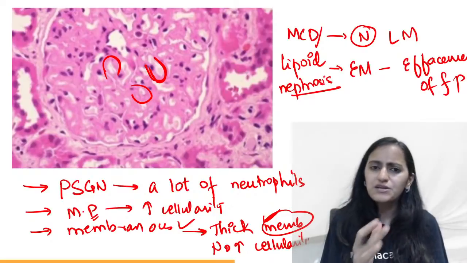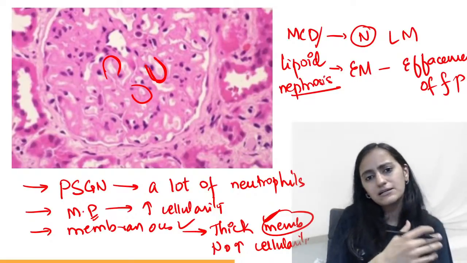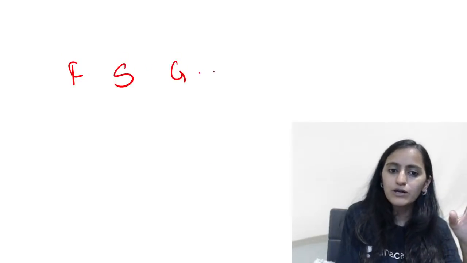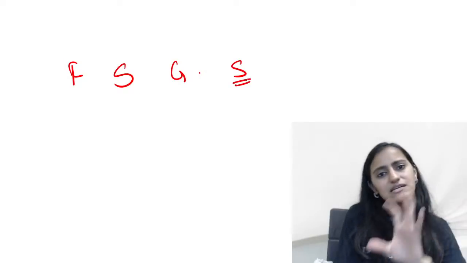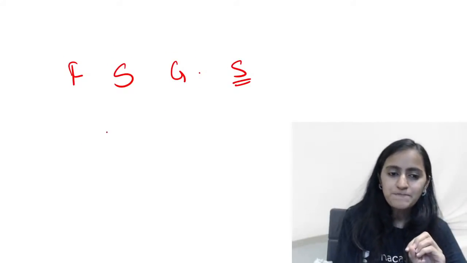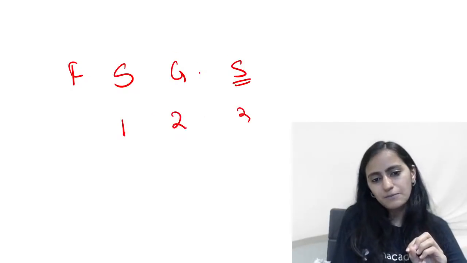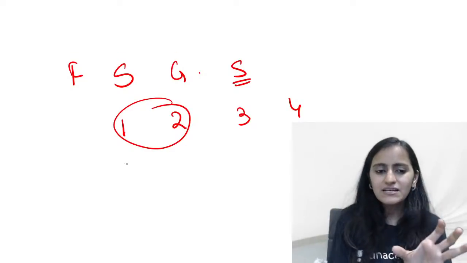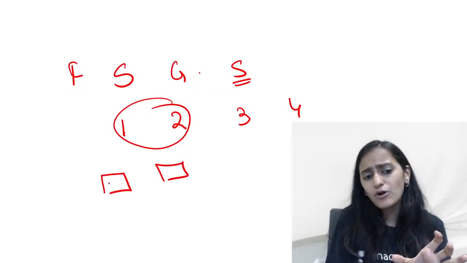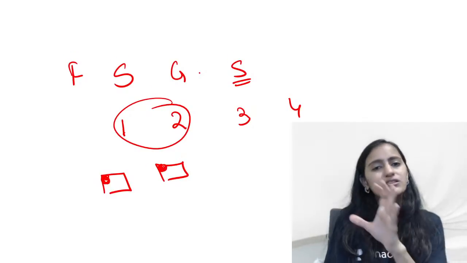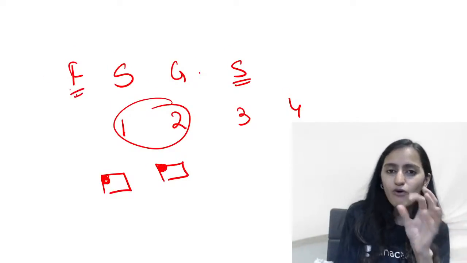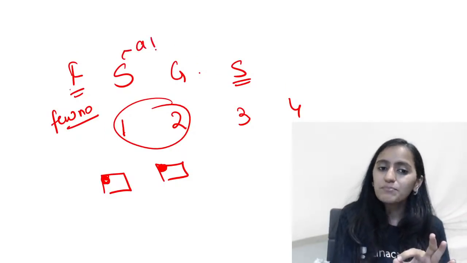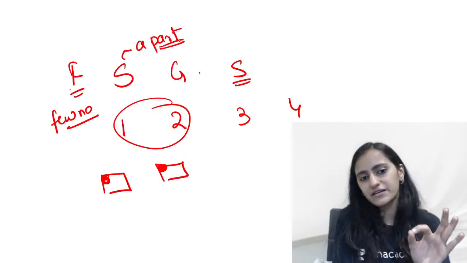Alright. And then you have FSGS, focal segmental glomerulosclerosis. As the term says, focal segmental glomerulosclerosis. Again you will see glomerulosclerosis, pink areas. In few of the glomeruli, suppose if there are 4 glomeruli, 2 will show the glomerulosclerosis. Even in them, only a segment of glomerulus will show the sclerosis, not the entire glomerulus. So that is your focal. That means few number of glomeruli are affected. Segmental means a part of glomerulus is affected.